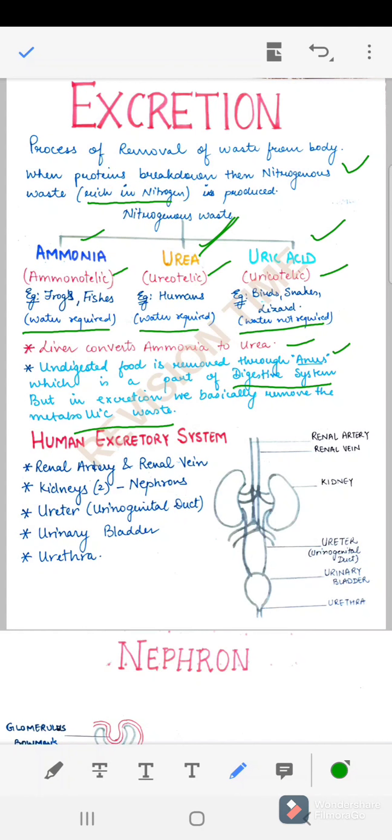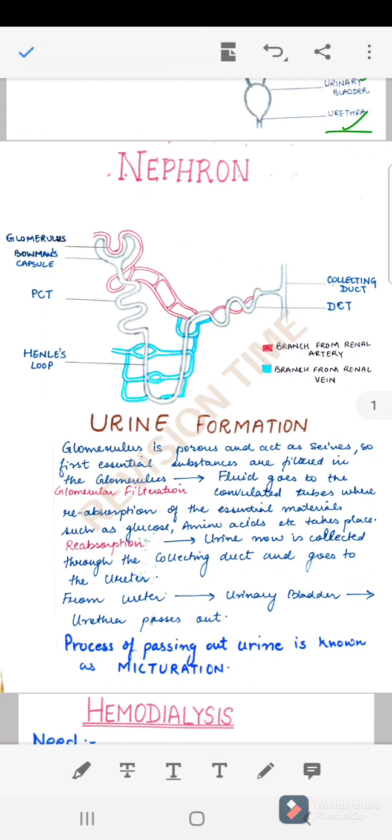So now let us see the human excretory system. In the diagram, we can see the renal artery, renal vein, a pair of kidneys, ureter, also known as urinogenital duct, urinary bladder and urethra. Here the renal artery and renal vein are delivering the blood to the kidneys from the body. Then the ureter is the duct which goes from the kidney to the urinary bladder. Urinary bladder is the storage organ where the urine is stored, and when urinary bladder is full, we pass out urine through urethra.